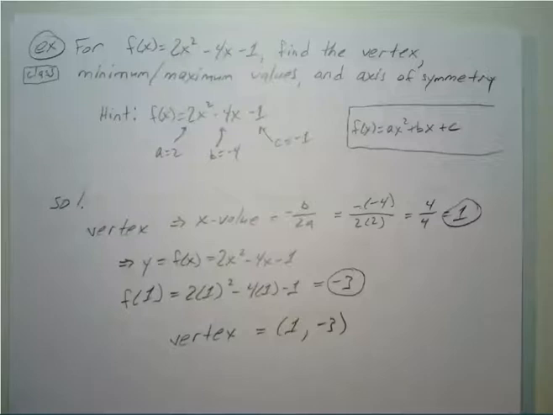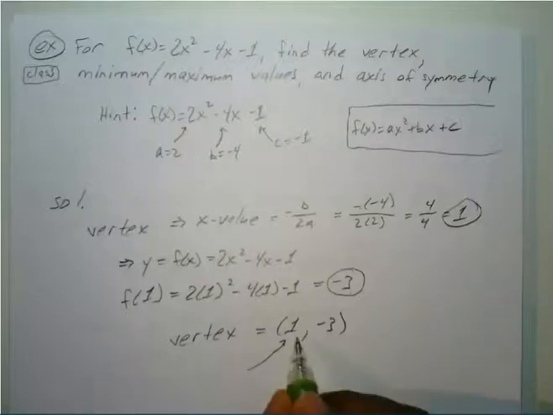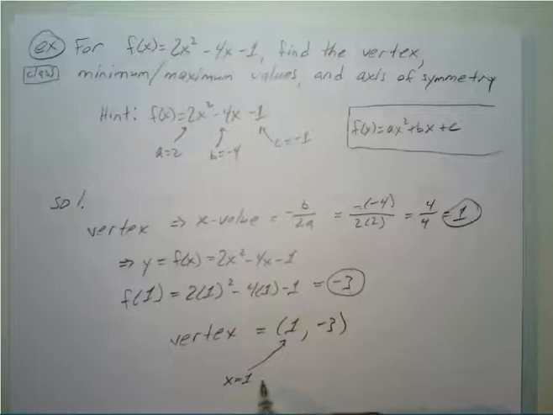Okay. Now, the thing is, we don't have to do any more to find our axis of symmetry. It's the x value of our vertex. So x equals 1 is our axis of symmetry.